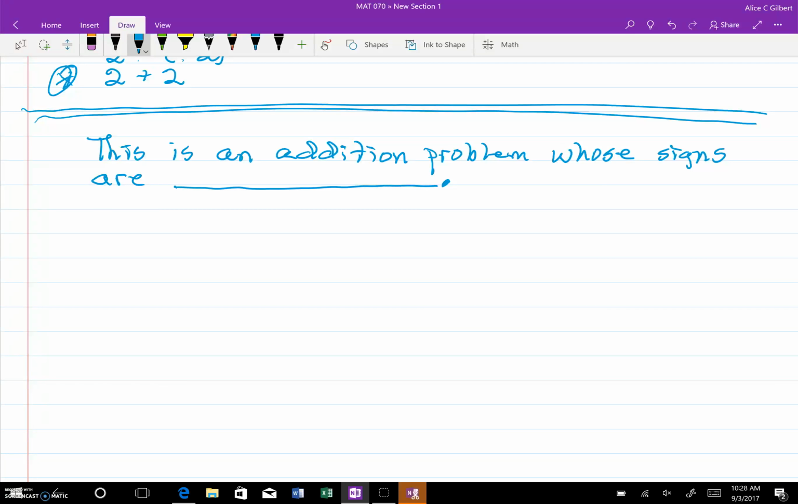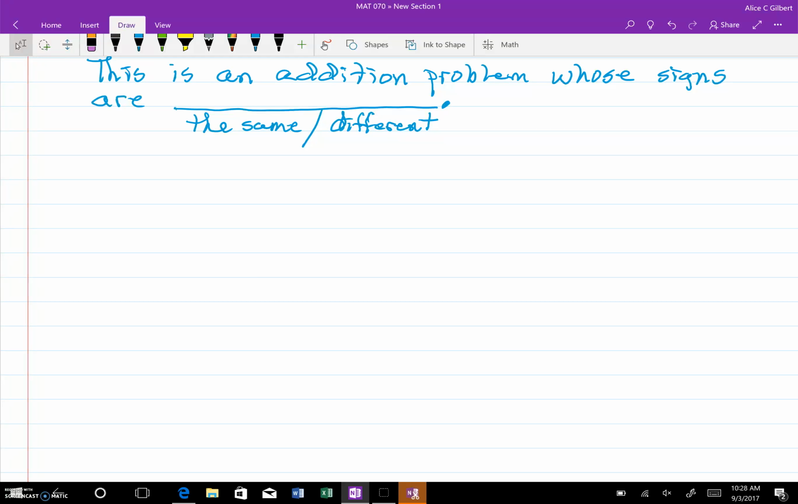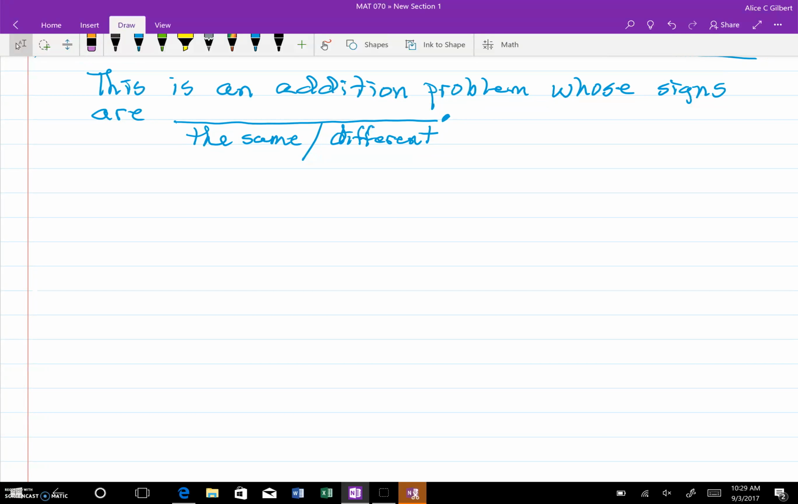You can say whose signs are the same, or you can say whose signs are different. If you use any other words, it's going to mess you up, okay? So you can't say whose signs are both positive or whose signs are both negative or whatever. You need to say the same or different to make these rules work, okay? So this is an addition problem whose signs are either the same or whose signs are different. So let's look at our first scenario when the signs are the same.